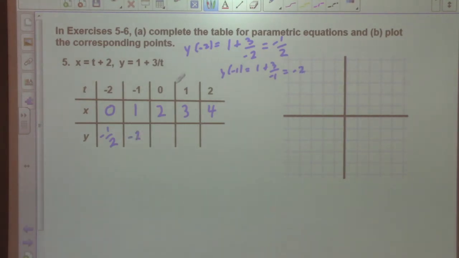And if we plug in 0, what are we going to get? We're going to get an error, right? So this will be undefined. So this is what Elizabeth was talking about earlier today, right? And so now, if we plug in 1, we get 1 plus 3 over 1. Well, that's going to be 4, right? And if we plug in 2, we get 1 plus 3 over 2. That's going to be 2.5, right?